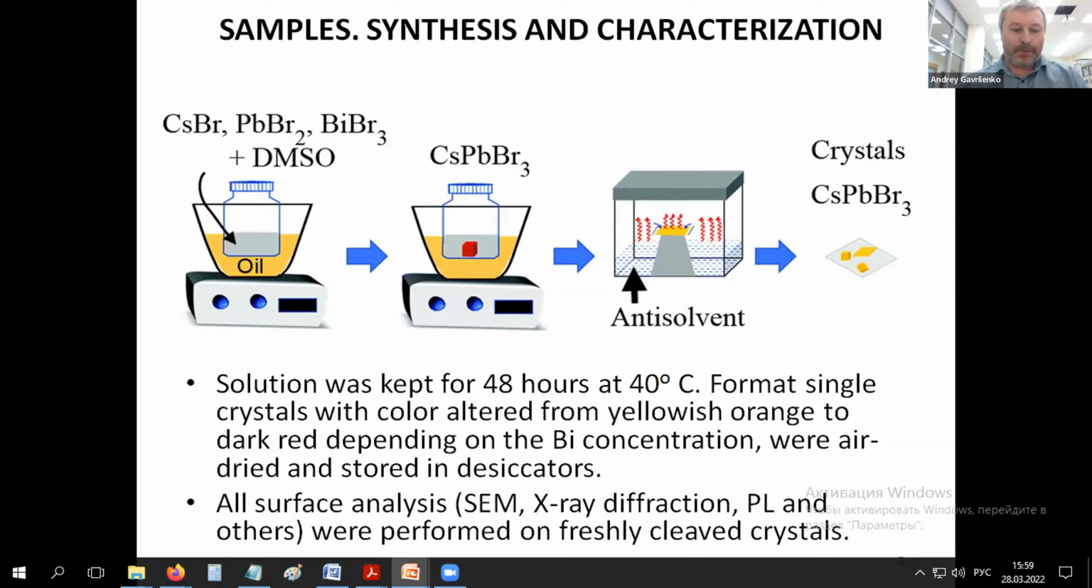The solution was kept for 48 hours at 40 degrees centigrade, and single crystals formed, with color altered from yellowish orange to dark red, depending on the bismuth concentration. We air dried them and stored them in desiccators. All surface analyses were performed on freshly cleaved crystals.